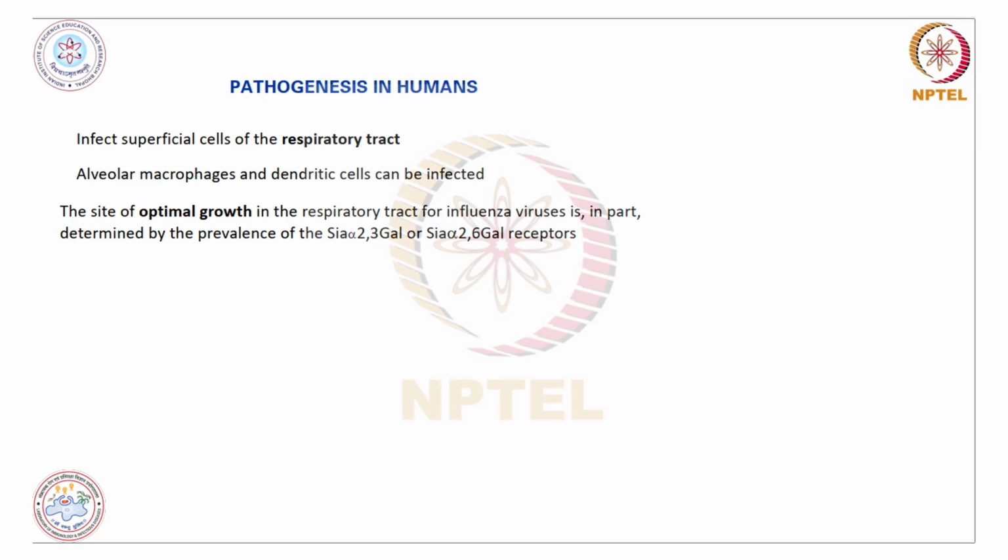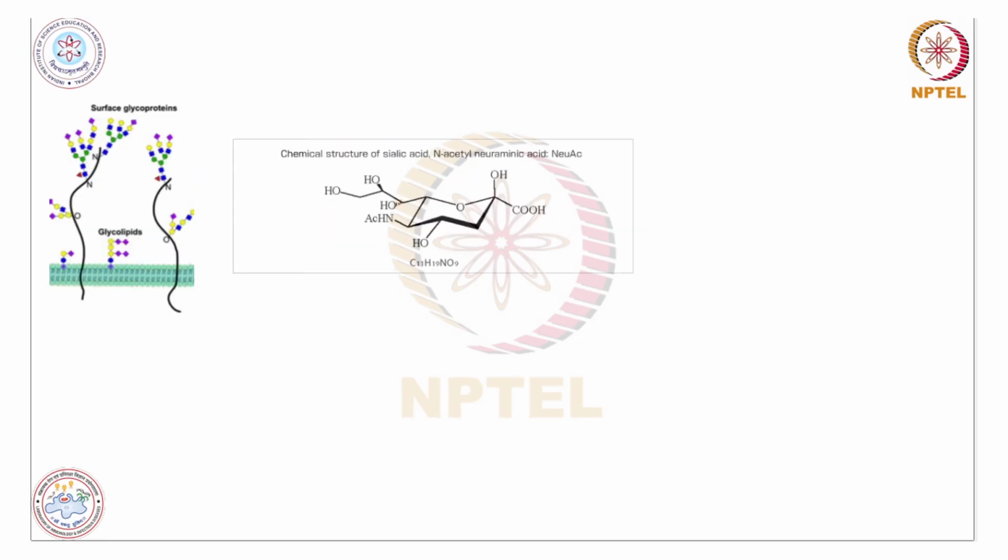Next is pathogenesis in humans. It infects the superficial cells of the respiratory tract, and alveolar macrophages and dendritic cells can also be infected. The site of optimal growth in the respiratory tract for influenza virus is determined by the prevalence of these sugars, that is sialic acid, galactose, and these receptors. So where it will get entry and how it will infect is mainly dependent on the presence of these receptor sugars. Here you can see the surface glycoproteins.